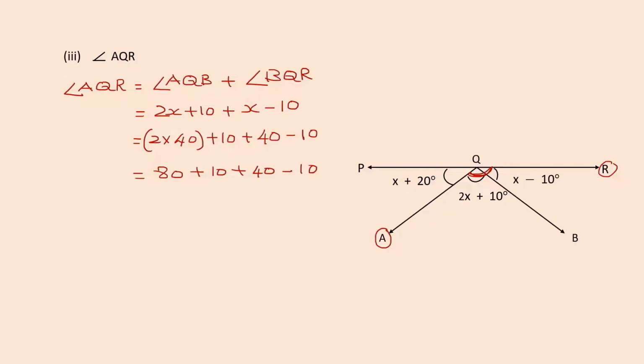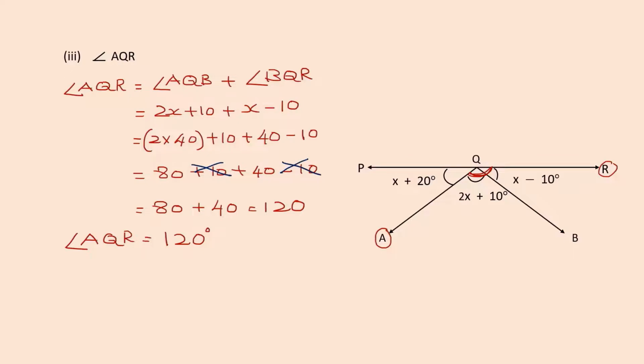Okay, now I can make it easy here. I have a plus 10 and a minus 10. I can cancel both. A plus 10 and a minus 10 can be removed. Now I only have 80 plus 40, which is 120. So angle AQR equals 120 degrees.